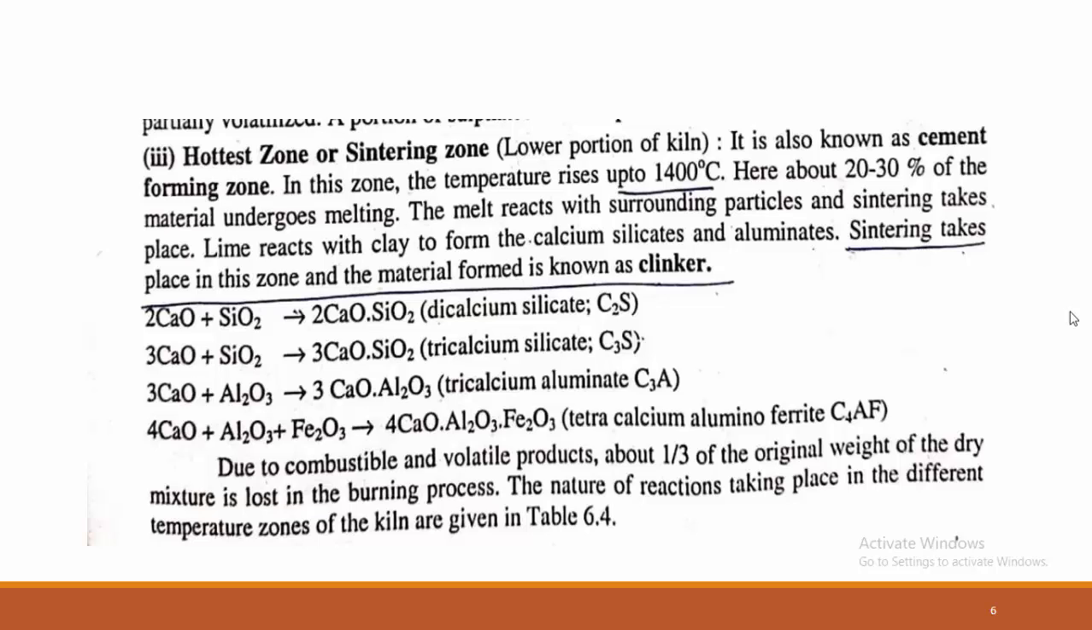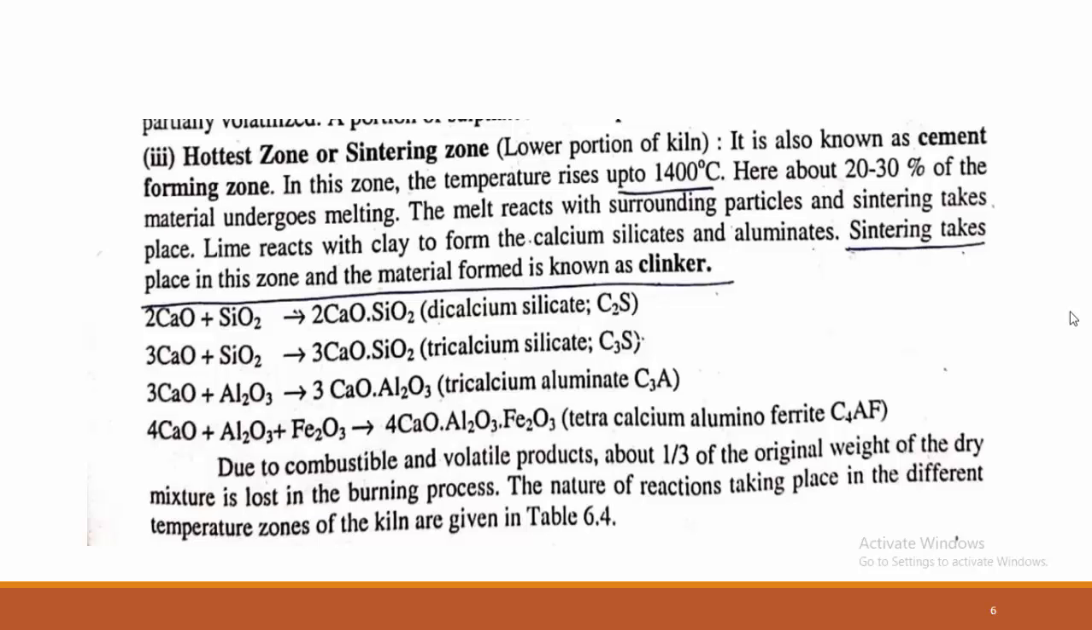All these molecules get combined with the help of the higher temperature, they melt and combine. The melt reacts with the surrounding particles and sintering takes place. Here we can see all the materials melt and react with the surrounding particles and sintering takes place, where the lime reacts with clay to form calcium silicates and aluminates.